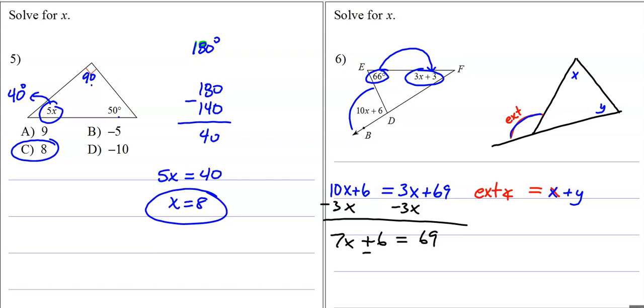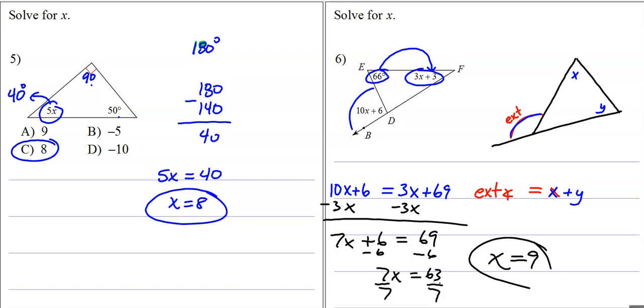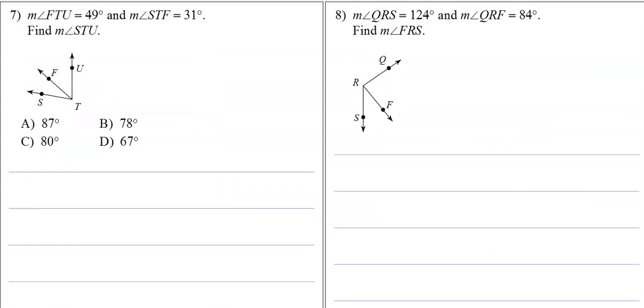Take away 6 from both sides. It's going to give me 7x equals 63. Divide both sides by 7. Just kind of erase that, make it look a little bit better. So 63 divided by 7 gives me x equals 9. Man, we seem to get a lot of answers so far in this test that x equals 9. All right, let's keep on going.